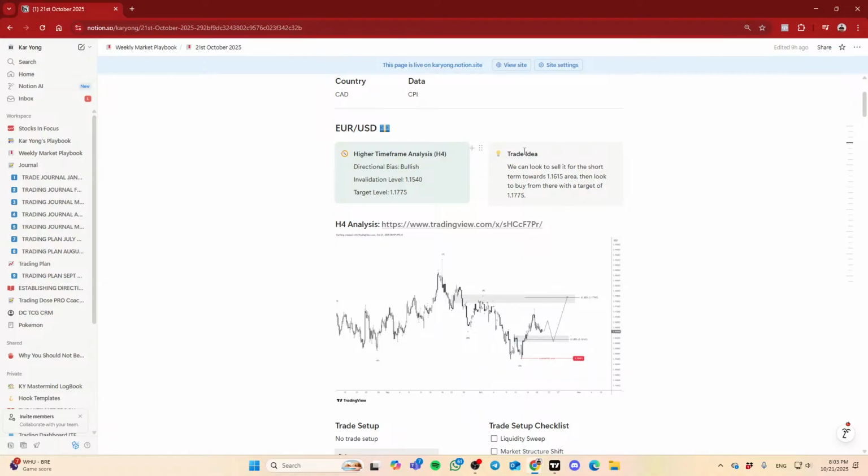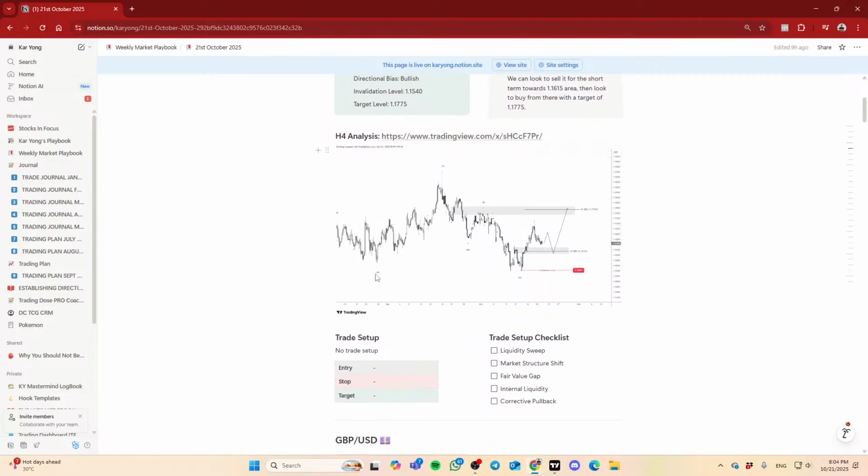On the right is where you look at the trade ideas, sharing with you my thoughts, what I'm looking at. In this example, in euro dollar, you can see the trade idea I put here. We look to sell it in the short term towards 1.1615. Then we look to buy from there, with a target of 1.1775. In essence, I'm telling you that in the short term we can potentially look to sell, and once it hits a certain area, which is our sell target, we can then flip the direction and start to look for buys, which realigns back to the higher time frame.